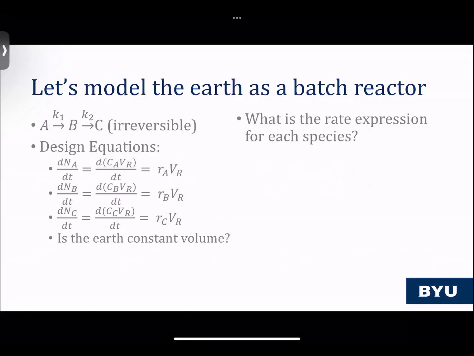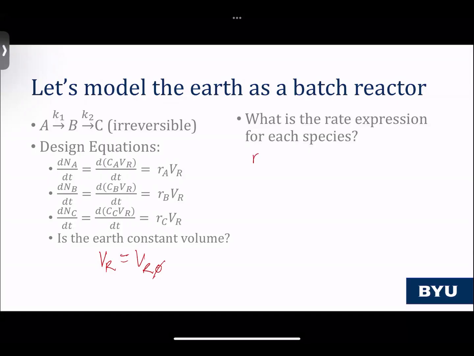So let's take a look at this. We can treat the Earth as a batch reactor. We have basically A decaying to B, going to C in these nuclear decay reactions. And we have the design equations listed out here. We're going to treat the Earth's volume as constant because it pretty much is. And so V_R will be equal to V_R0. And then what is the rate expression for each species? You can pause and write it down here and discuss if you'd like.